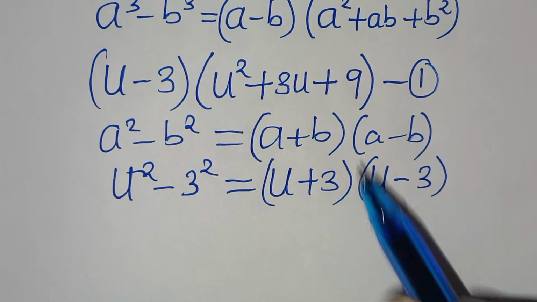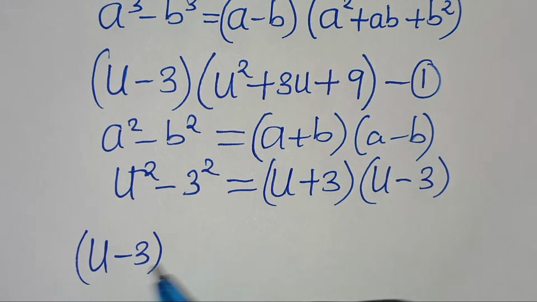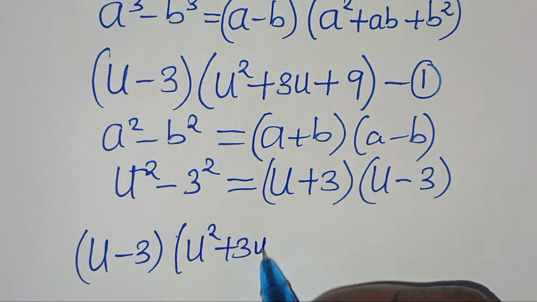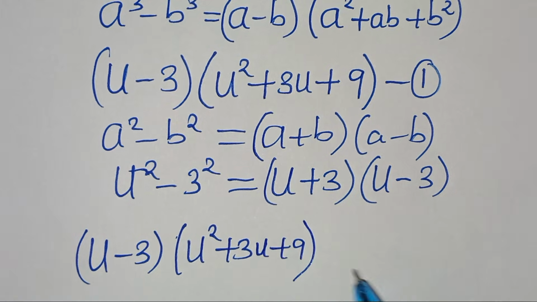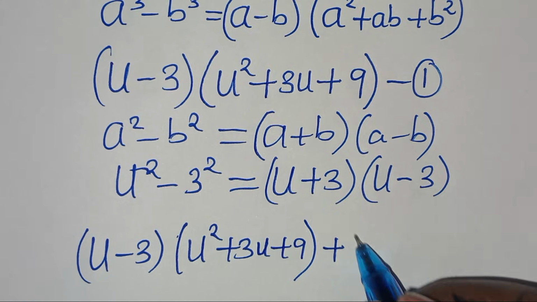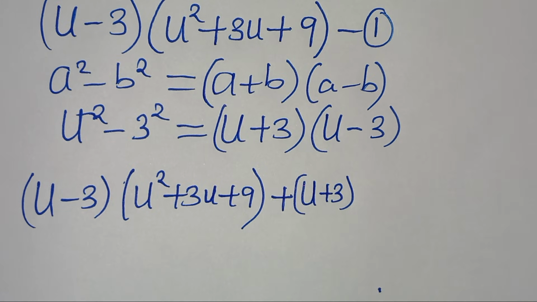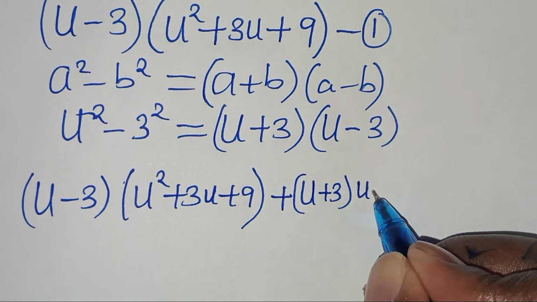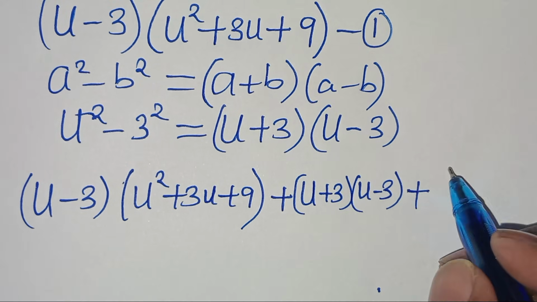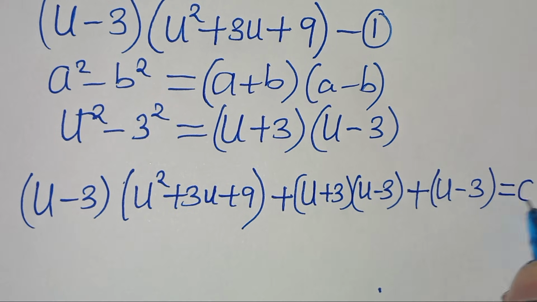So we have from here, this is u minus 3. Then we have u to the power of 2 plus 3u plus 9. Then plus u plus 3. So we have u plus 3 multiplied by u minus 3. Then plus we have u minus 3. Everything here, this is equal to 0.